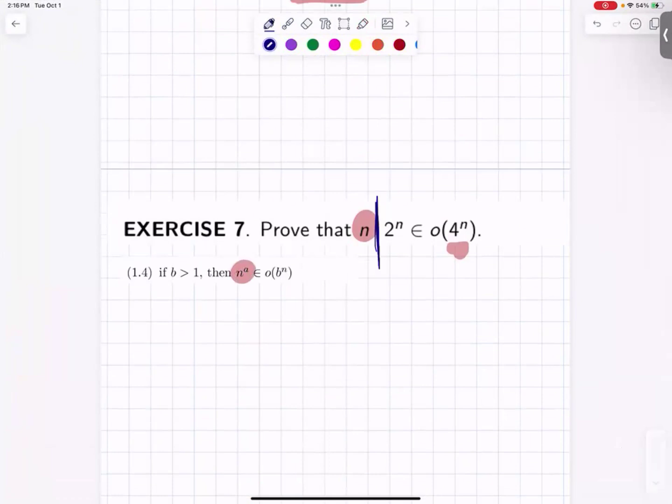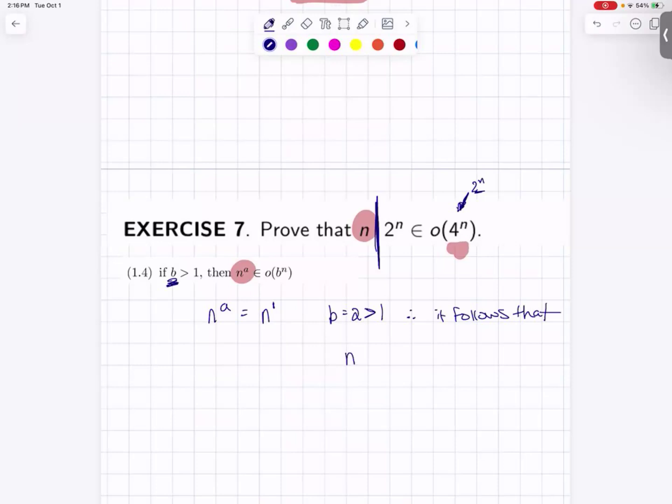We're going to take this property and we're going to notice that n to the a can be like n to the 1. We're going to actually put this in 2 to the n, we decided, right? But we can see that b is equal to 2, which is greater than 1. Therefore, it follows that n is going to be in little o of 2 to the n.